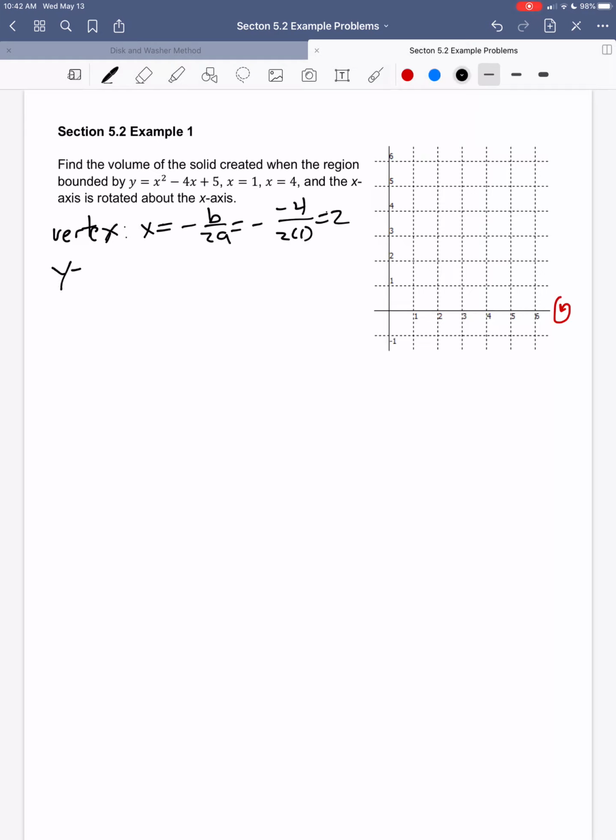The y-coordinate then will be 2 squared minus 4 times 2 plus 5. That will be 4 minus 8, negative 4, plus 5 is 1. So my vertex is at the point (2, 1).